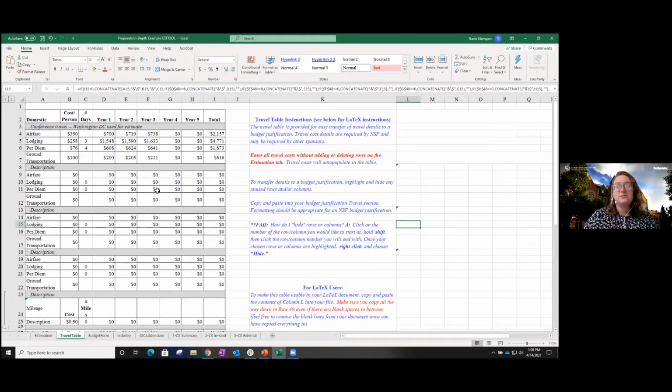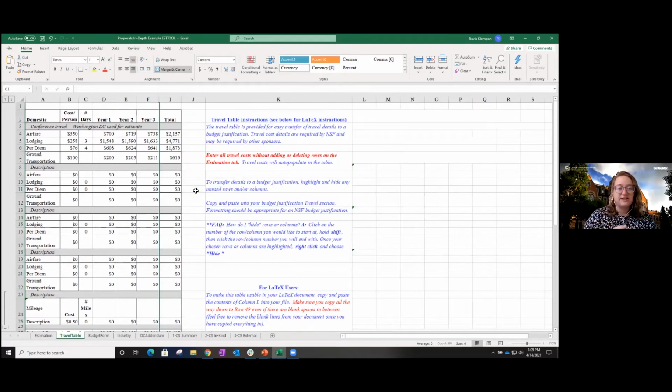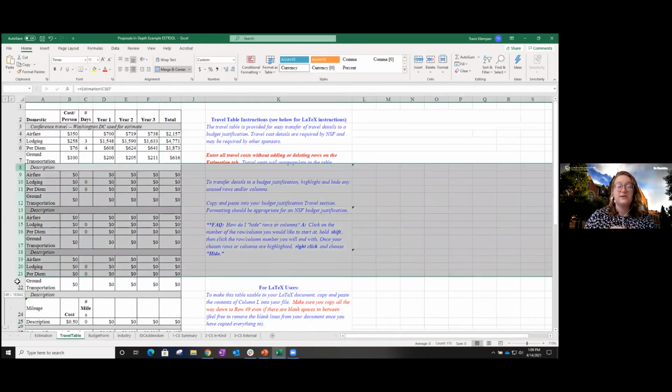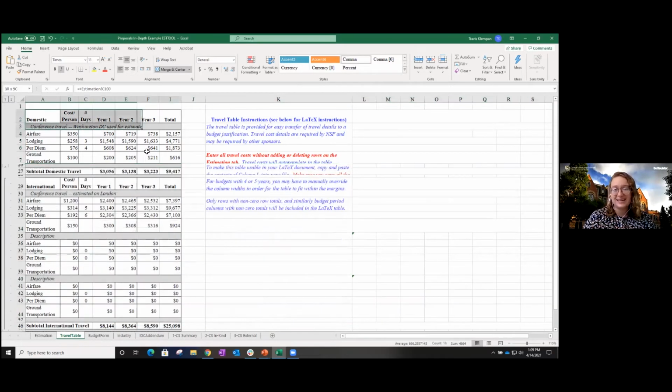These breakouts do meet all federal sponsor requirements for detail, so you don't need to modify them except to hide unused years. So in the case of this project we're showing you, there's only years 1 through 3. So we just go ahead and hide 4 and 5. And now you have a table that's formatted to copy and paste directly into Word or LaTeX.